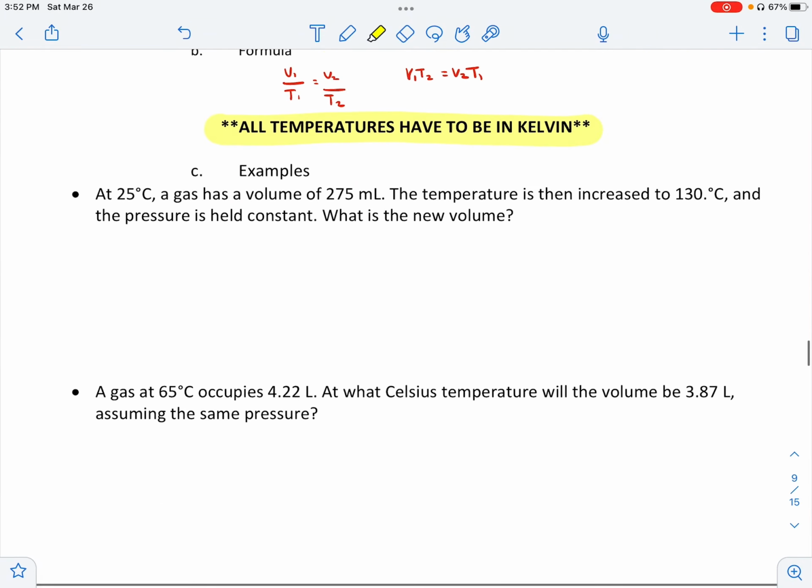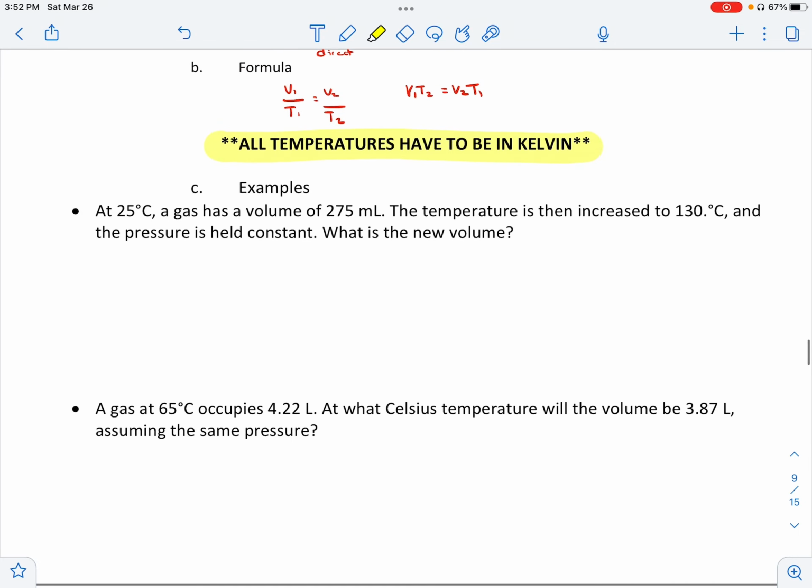So here we go. Let's look at our first example. We're just going to plug it in and jump right into it. Let's start underlining. What do we know? 25 degrees C. Ooh, that's a temperature, probably T1. We have a volume of 275, there's V1. The temperature then goes up to 130, that's T2. And the pressure is held constant. What is our new volume? So we're looking for volume.